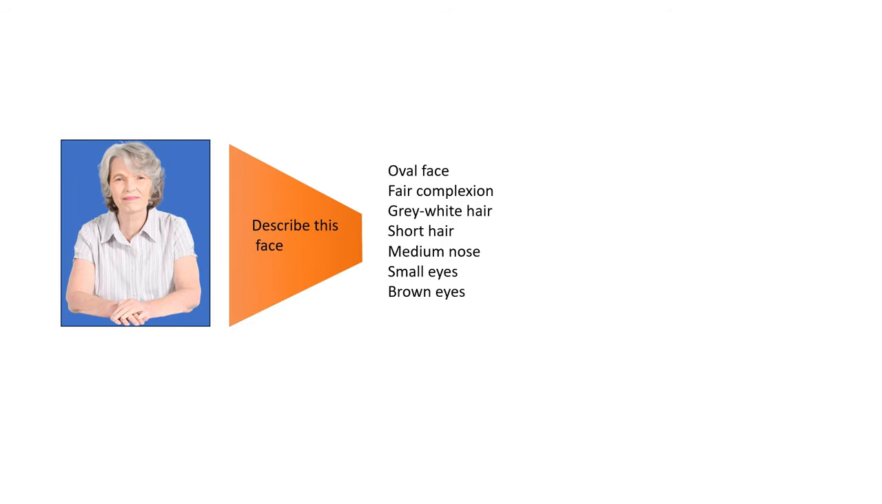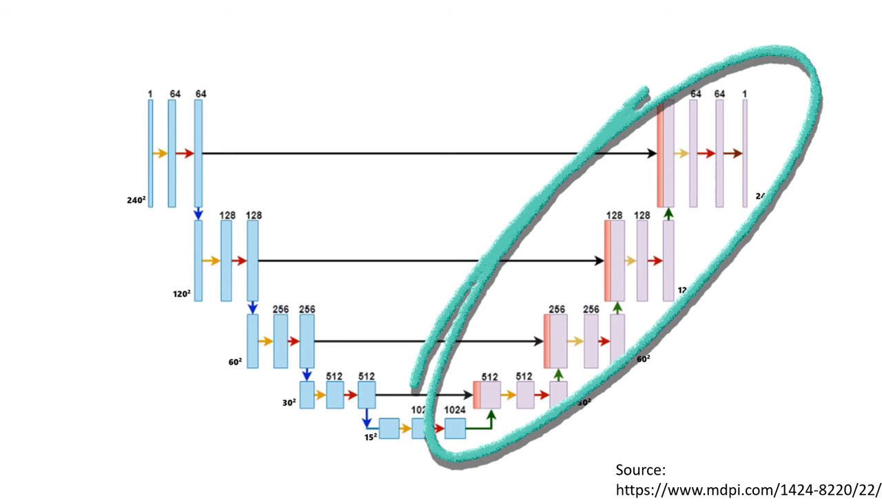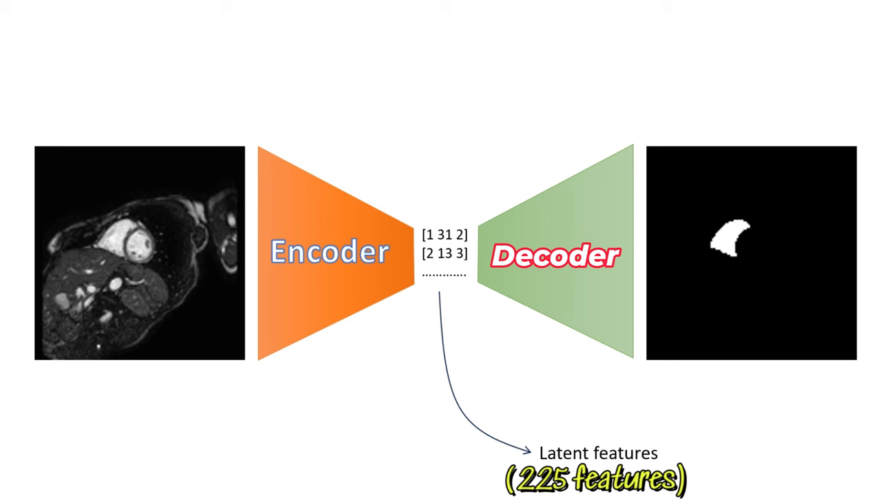Now let's suppose I go to a sketch artist and give him the written description of this face, but we don't show him the face. Using the description, he can draw the sketch of the person. Similarly, the decoder of the UNET uses these 225 features to draw the mask of the shape we are interested in. Both the encoder and decoder have hundreds of matrix multiplications which make this possible.